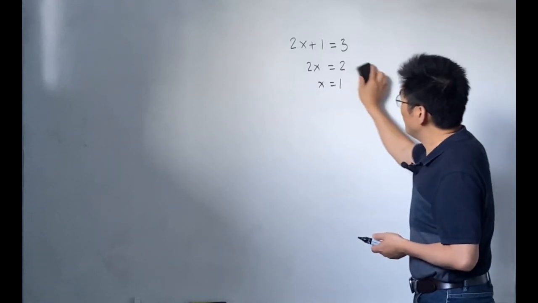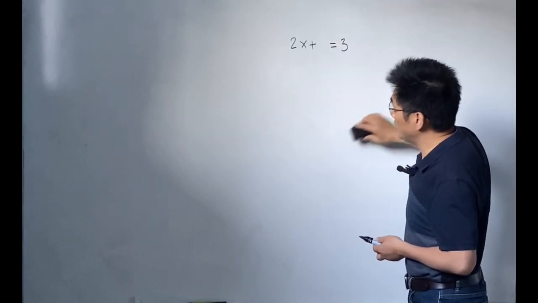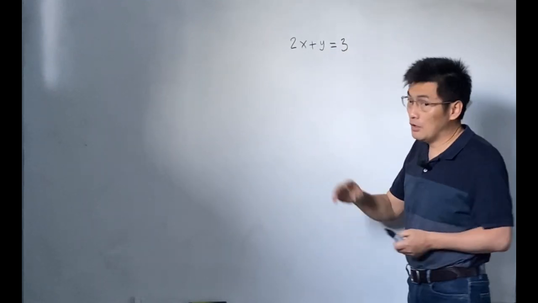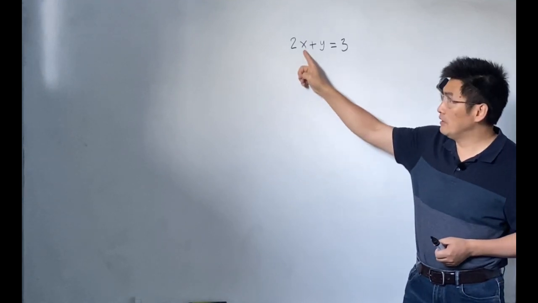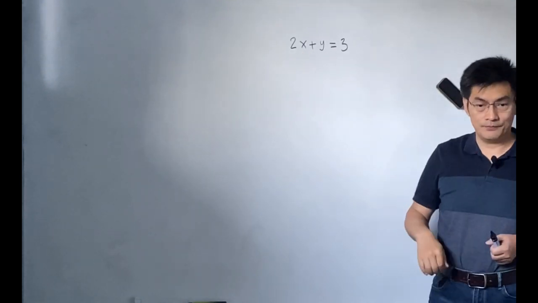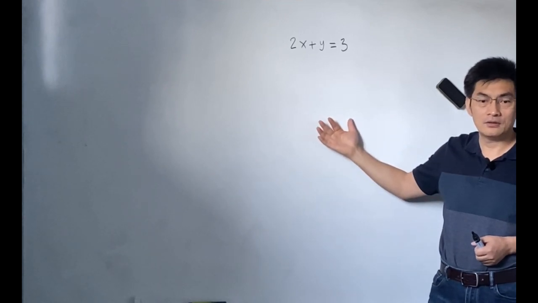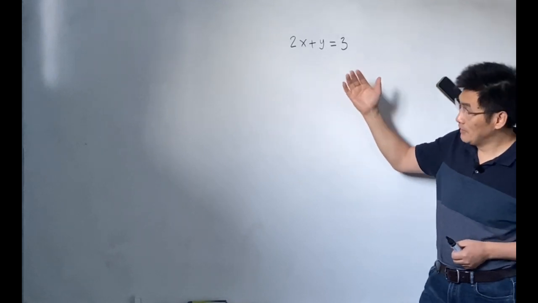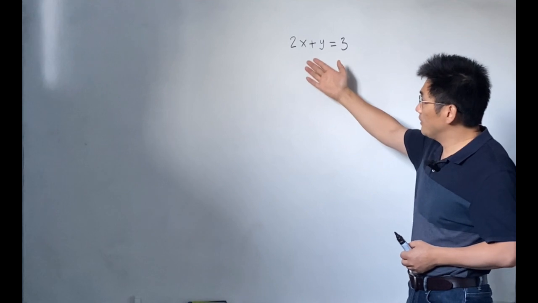So now let me change it a little bit. Instead of putting 1 here, I'll put y here. So now we have two variables, right? We don't know what that number is. We don't know what that number is. Can we also solve this? Probably. So we can still solve it, but there are an infinite amount of solutions in here.